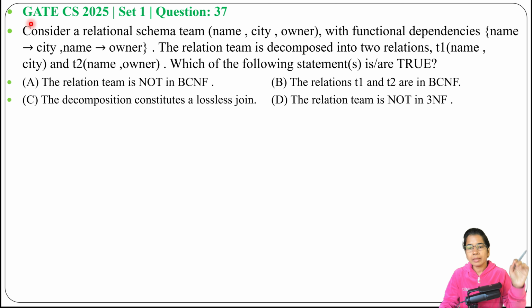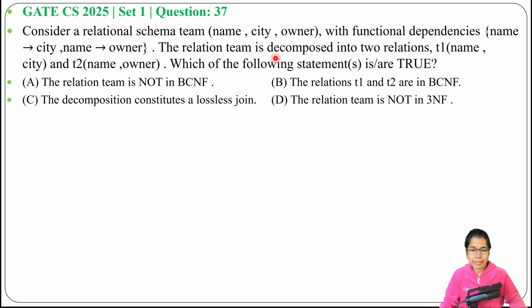Hey everyone, let's solve one previous question of DBMS. This question was asked in GATE CS 2025 set 1, question number 37. Consider a relational schema team, name, city, owner. These are the attributes, with functional dependencies name implies city, name implies owner.